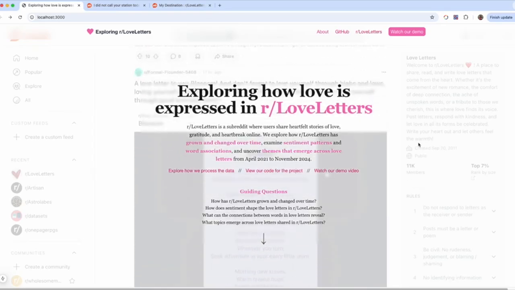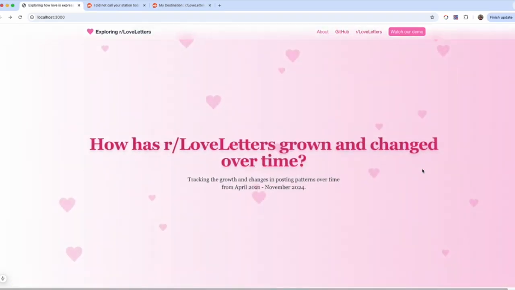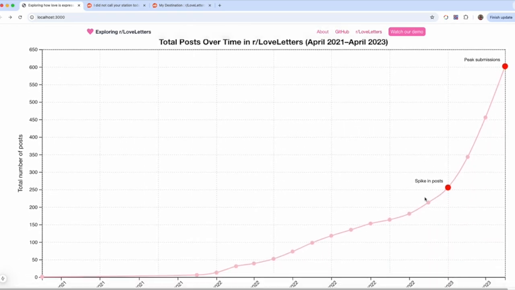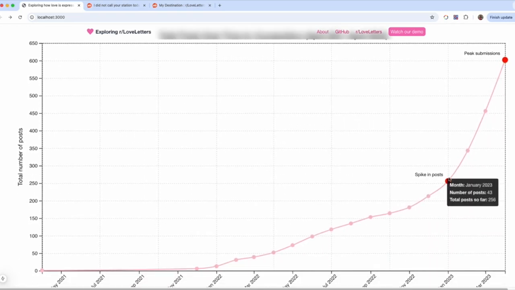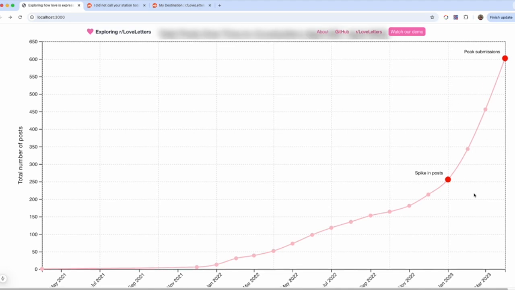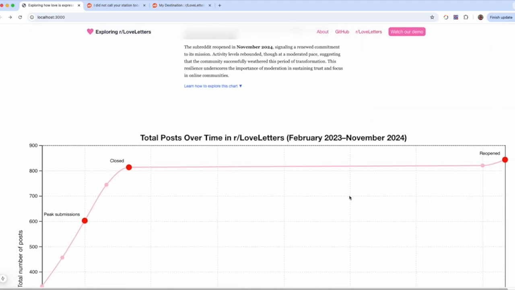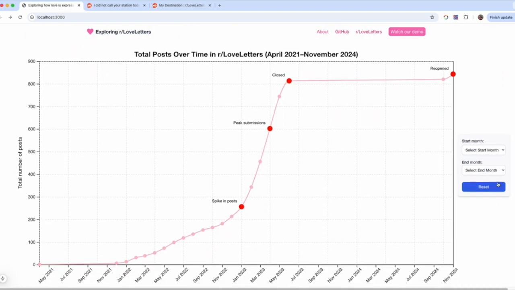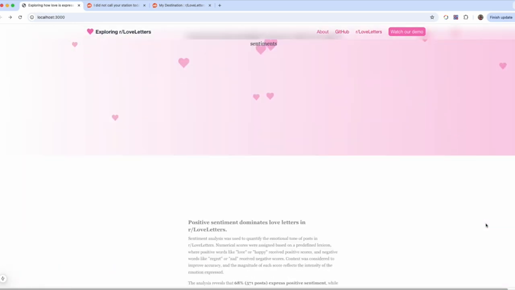Today we'll be exploring how love is expressed in the subreddit called Love Letters. So here we are interested in how the total number of posts grew over time, and you can see here that there is a spike around Valentine's Day of 2023, but there was also a flat line when the subreddit closed temporarily. Now with this visualization, you can explore the growth at different time frames by setting the start and end months.